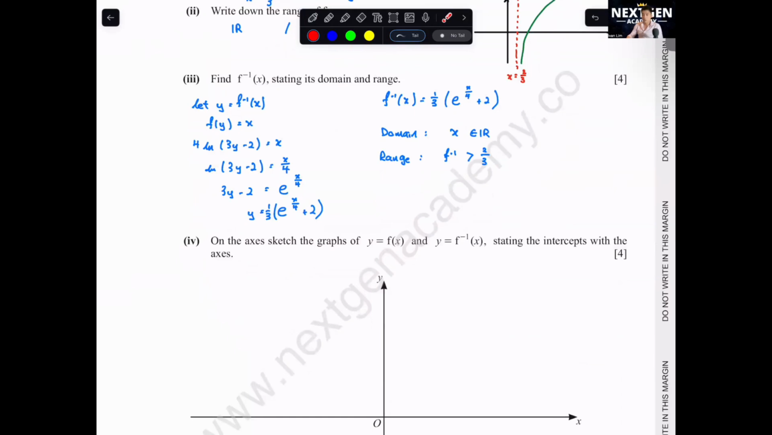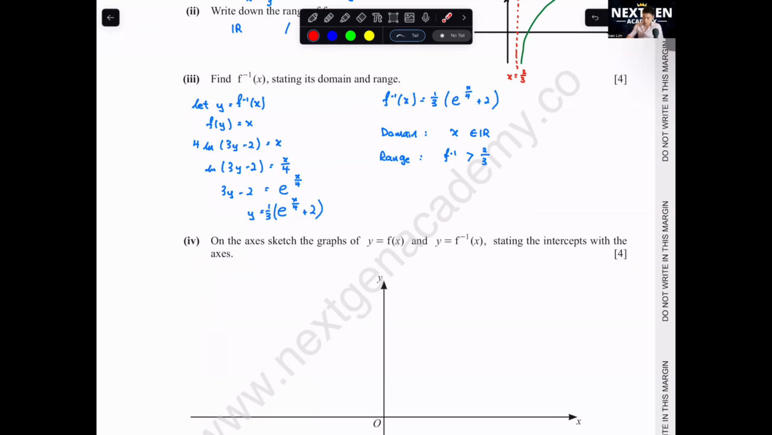Okay, the last one, Question 4. On the axis, sketch the graph of y equals f(x) and f inverse x, stating its intercept with the axis. This is a 4-mark question. To be more accurate, will they ask us to draw out the asymptote? To be honest, the mark scheme actually has it, but I think if you don't write it out, it should be okay also, as long as your graph is correct. But to be safe, if you know the answer, then just draw it out. That's the safest side.